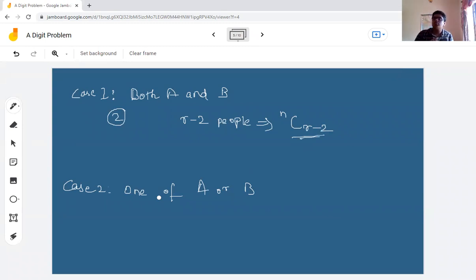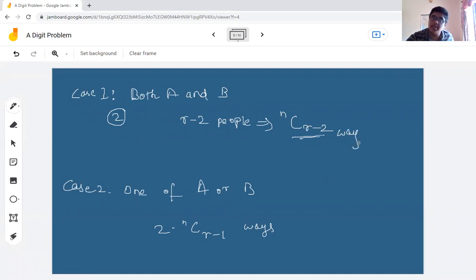One of A or B. So essentially we select either A or B. So we have two options for that. And one is selected, so we need to select still r minus 1 people from how many? We have already decided about A and B, so still there are n people remaining. So n choose r minus 1 ways.